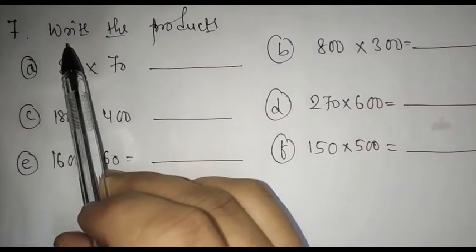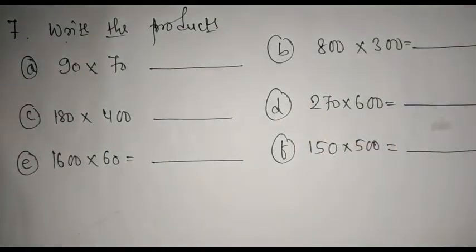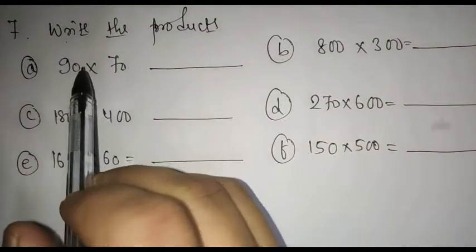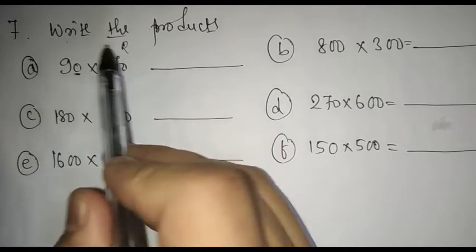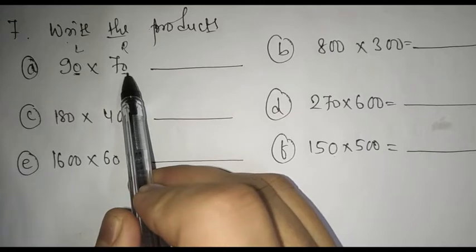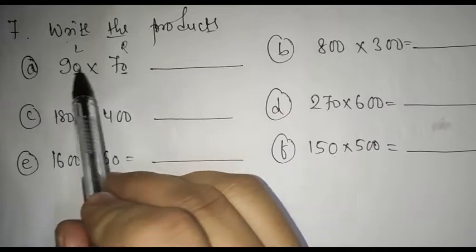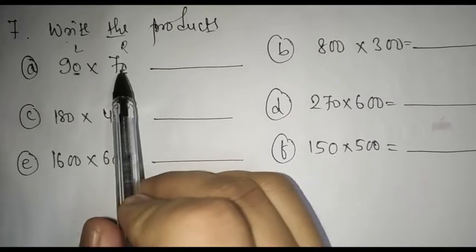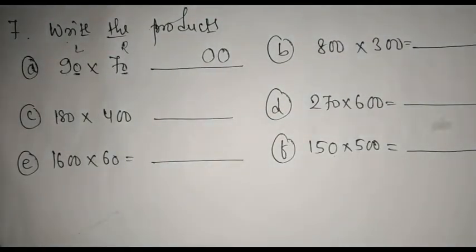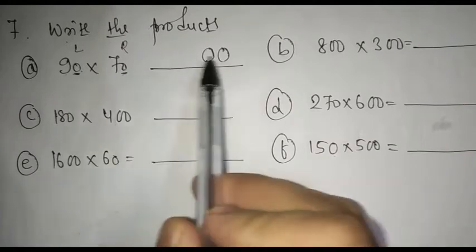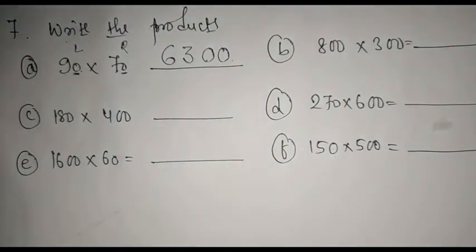Moving on to question number 7, we have to write the product. That means you have to write the multiplication result after multiplying. You can see on the left hand side there is 1 0 after 9, and on the right hand side there is 1 0 after 7. So when you multiply, you have to write 2 0s first of all. Now multiply 9 7s is 63. So your answer is 6300.